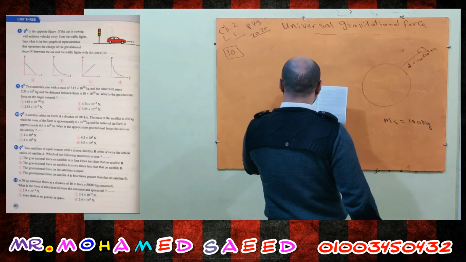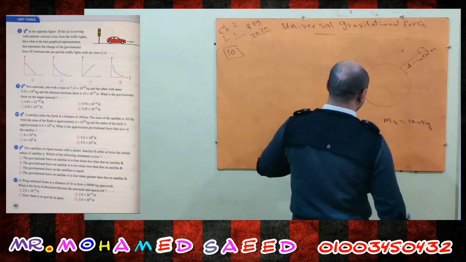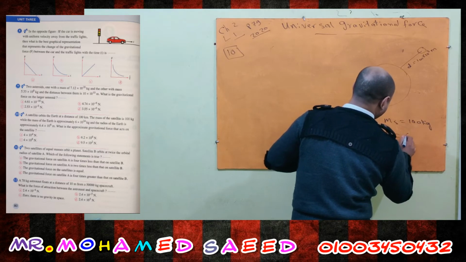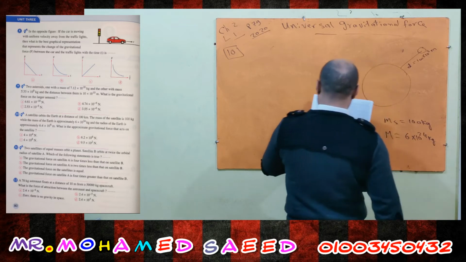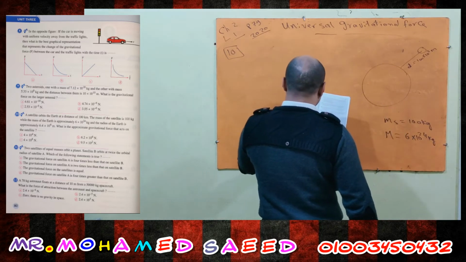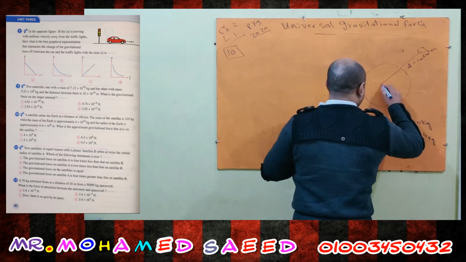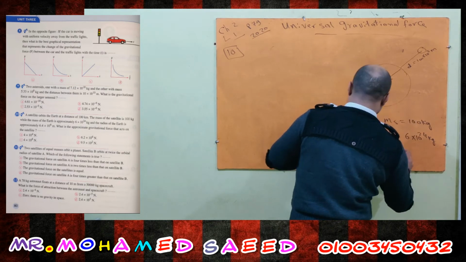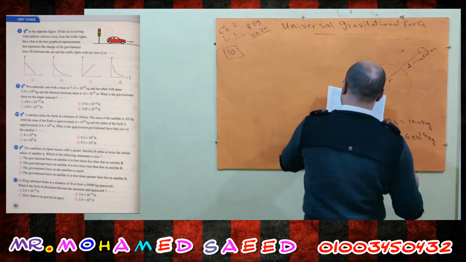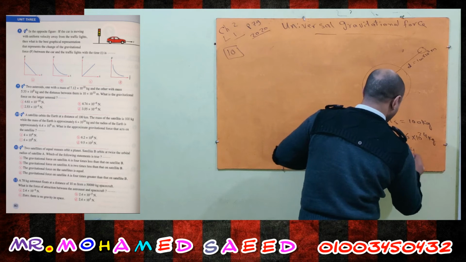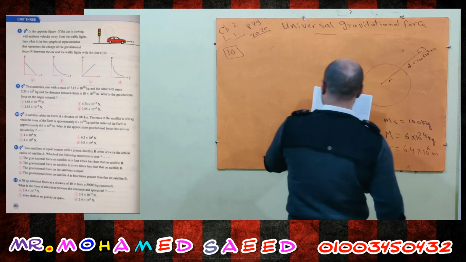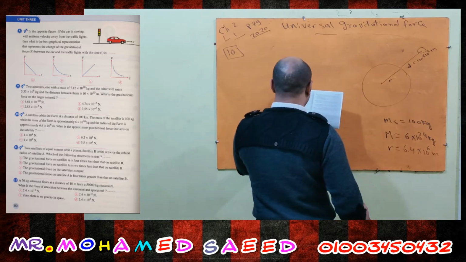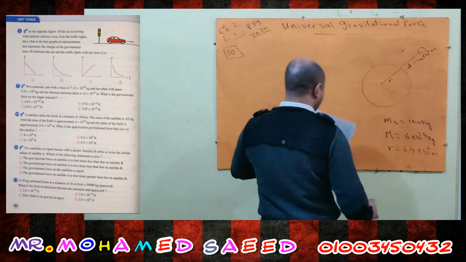While the mass of the Earth is approximately 6 times 10 to the power 24 kilograms. And the radius of the Earth, you should know that the radius of the Earth R equals 6.4 times 10 to the power 6 meters. What is the approximate gravitational force that acts on the satellite?